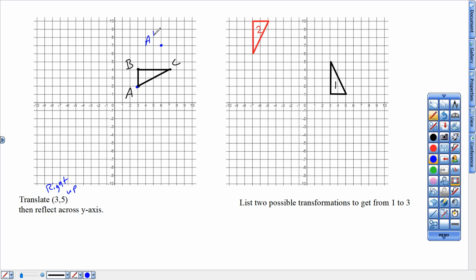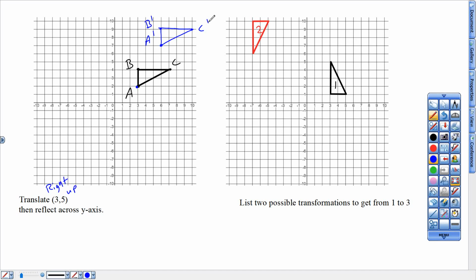Right 3, up 5. 1, 2, 3, 4, 5. That's going to be the new B. And then take C and do right 3, up 5. Should be right up here if you translated that accurately. First word is spin, spin.